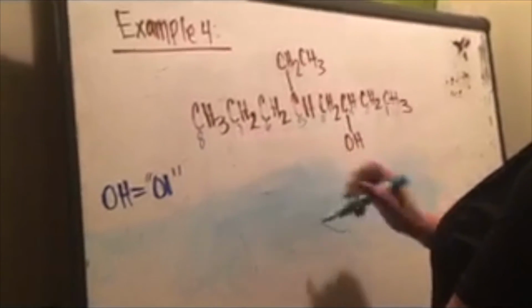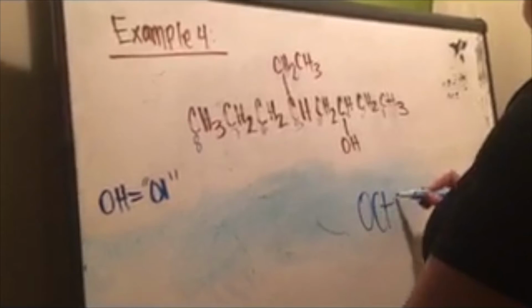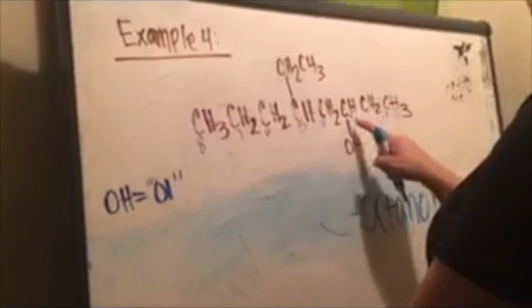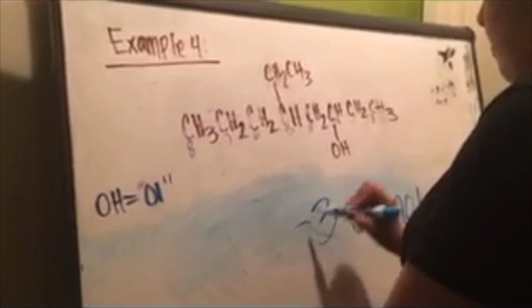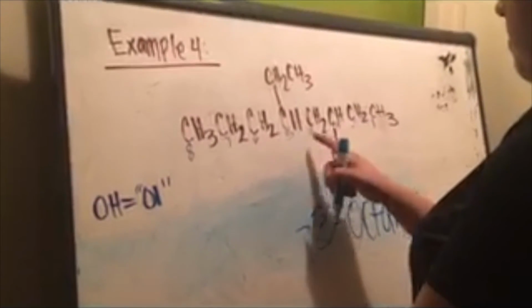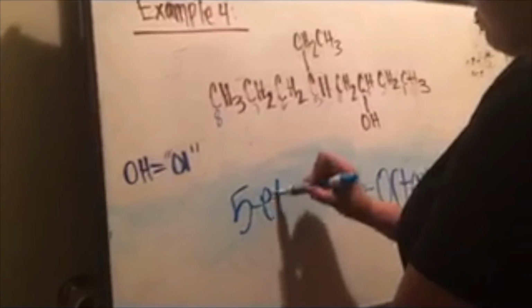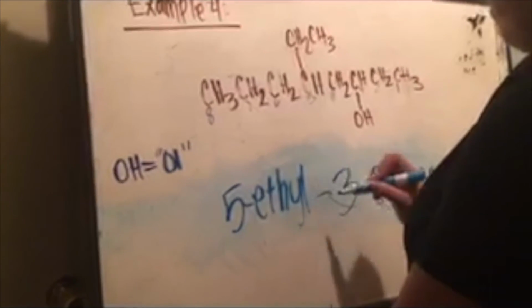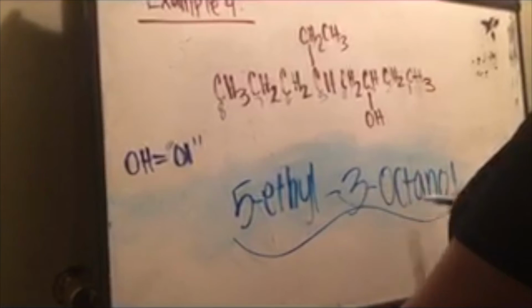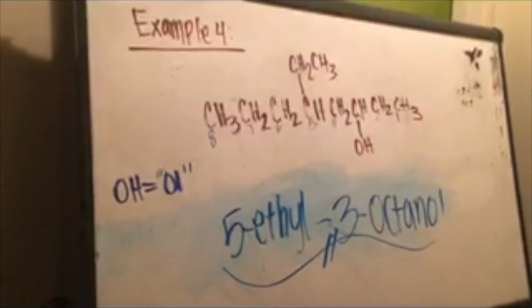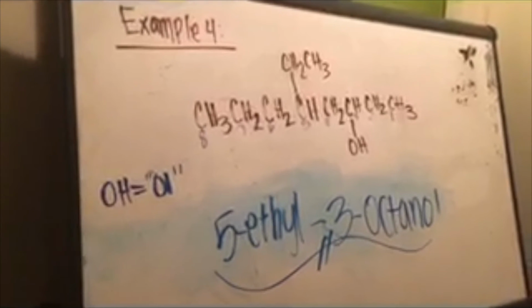Now another example. We start by counting our carbons again, and we label them. We have 8 carbons present. So what's the prefix for 8? It's oct. Count the location of where our hydroxyl group is. It's at position 3. And we also have to make sure that at the 5th carbon there is an ethyl group present. So we need to add that in. And we have 5-ethyl, 3-octanol.